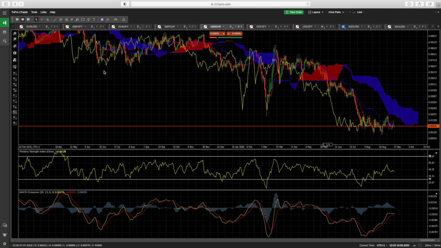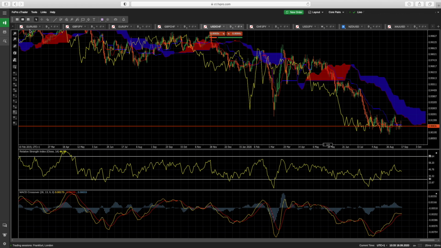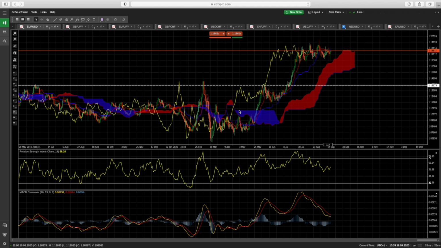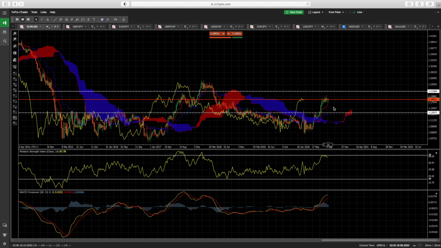Let's move on to our next pair, which is the Euro USD. Now on the Euro USD, straight to the weekly. Now on the weekly, we can see the formation of this flag here, and we know that a formation of a flag in this position will most likely break to the upside.